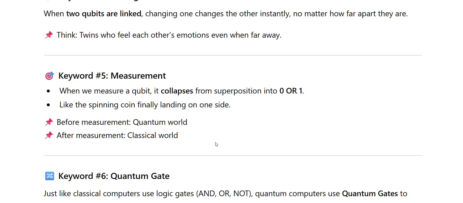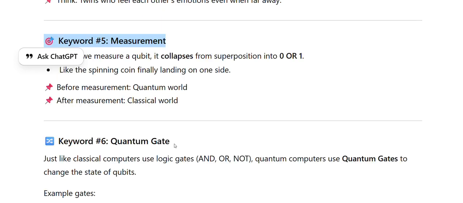The final one is measurement, right? So what is measurement? When we measure a qubit, it collapses from superposition into 0 or 1, like a spinning coin finally landing on one side. Before measurement, it is in the quantum world, and after measurement, it is in the classical world. We will discuss each and every aspect in detail.